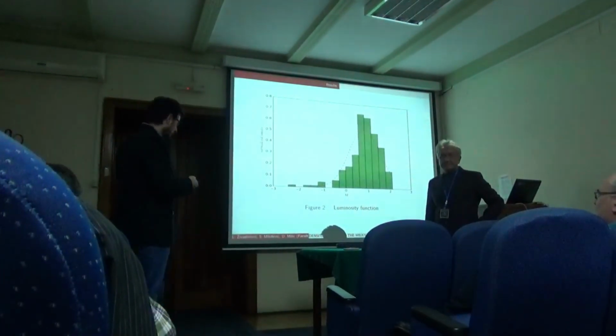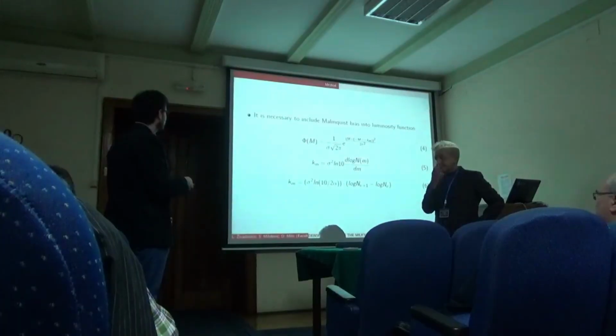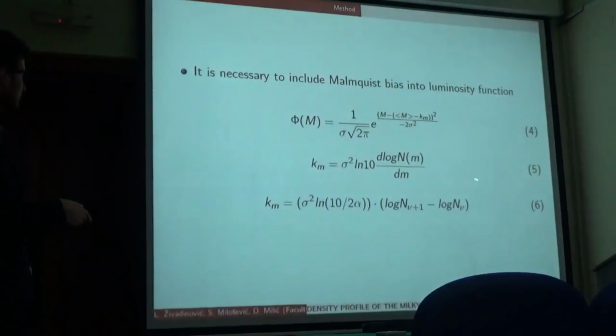Well, we take this expression from some work that is done. I'm not sure who is the author of this, but we just implemented it here. So this is a normal distribution for the luminosity function, and it will affect the mean value of the absolute magnitude. So we implemented it here like a correction of the distribution. Okay, thanks.